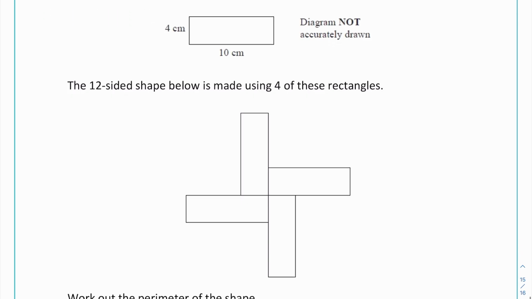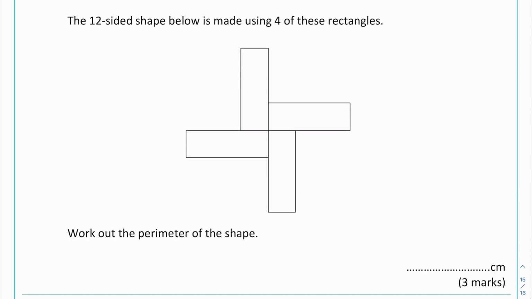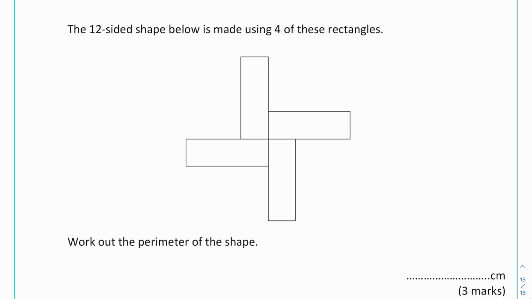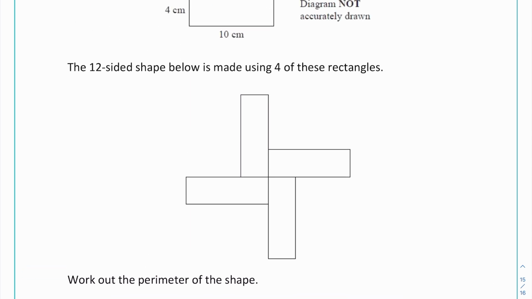It says here's a rectangle, 4 centimetres and 10 centimetres, and the 12-sided shape below is made using 4 of those. Work out the perimeter of the shape. So if we're going to work out the perimeter, let's just label some of the 4s that we can see. We've got some 4s there. There we go. Any 10s that we can see? So there's a 10, there's a 10, that's a 10, and that's a 10.